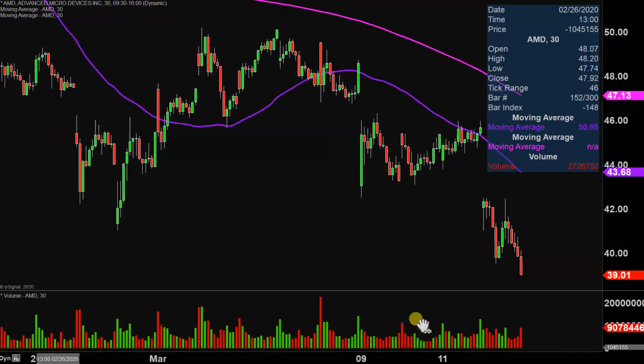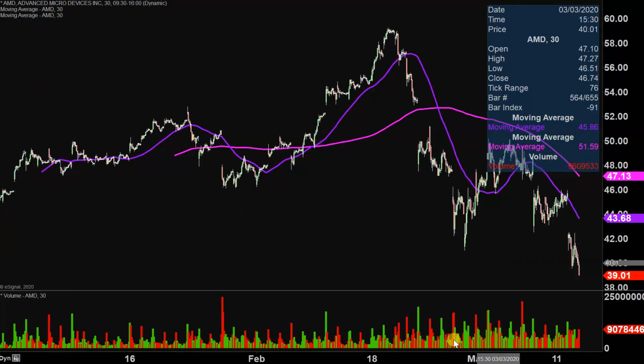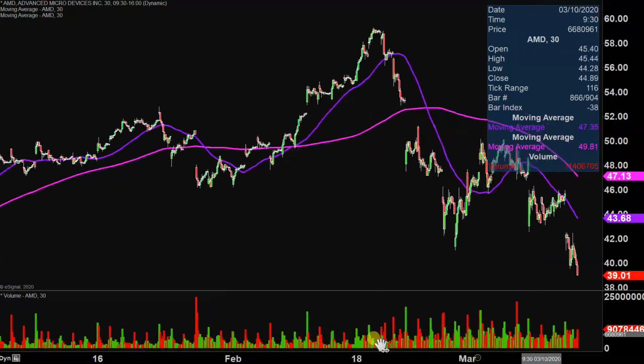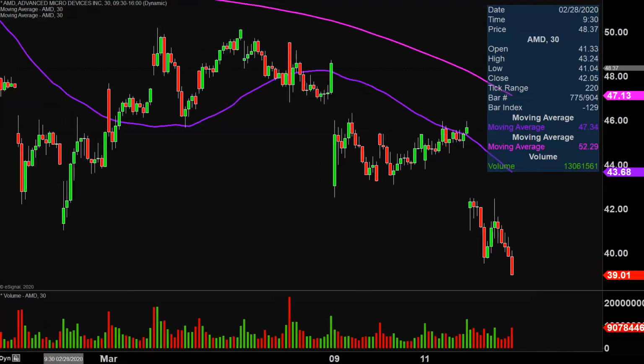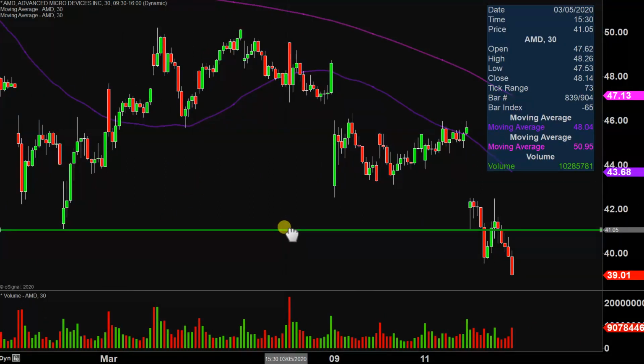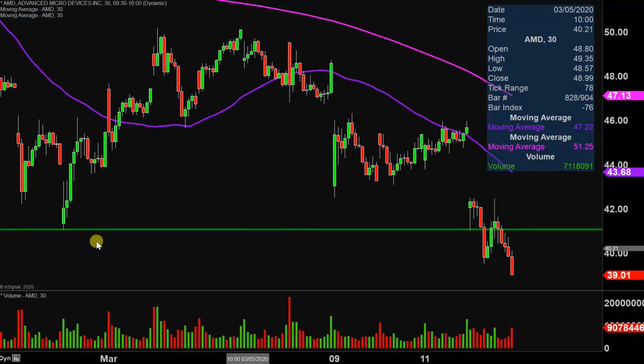So what I want to do here is just map out where some of these next potential areas of support are. And you know what? Let's just make this a little bit easier. Well, let me note real quick that the 30-minute time frame does a good job of showing where that initial level of resistance is going to be. So $41 was a key area of support going into the day. You can see right there, it acted as support.